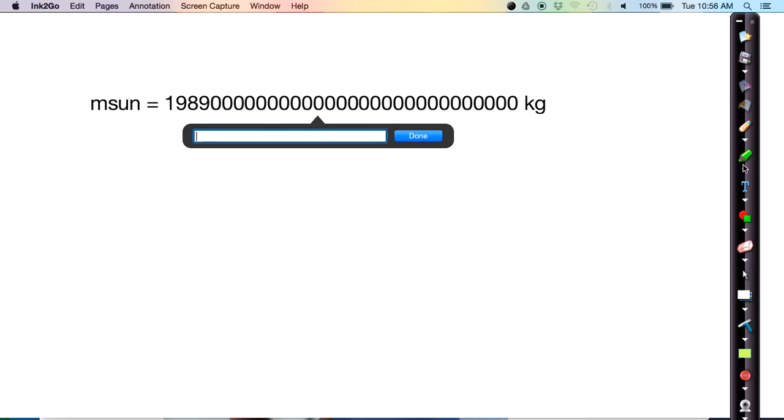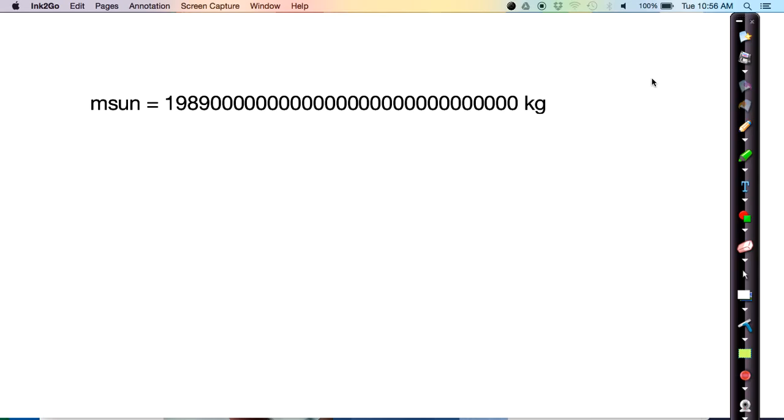This is something that is very difficult to write out, first of all. We wouldn't want to have to write out all those zeros every time we have to add or subtract or multiply or divide with this mass of the sun. It's also something that we would have a lot of difficulty putting into a calculator.